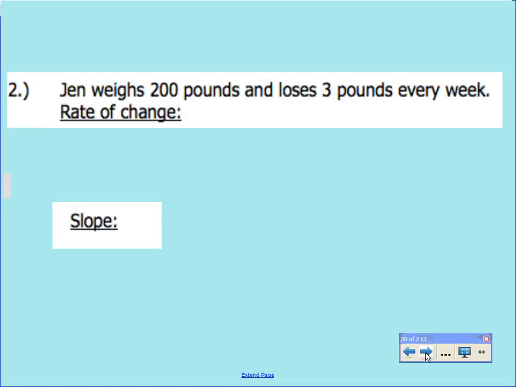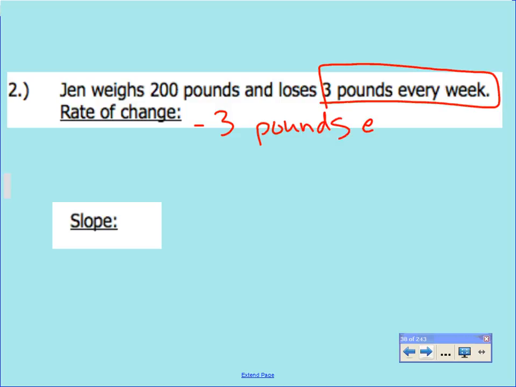Number 2, Jen weighs 200 pounds and loses 3 pounds every week. Someone that hasn't answered in a while or hasn't answered yet. What is the rate of change? Katron. Awesome. Loses 3 pounds every week. I'm going to put negative 3 pounds every week. Now, you could put loses instead of the negative if you want, but I'm going to keep the negative in front just to make it easier for our slope. The rate of change, what is changing? She is losing 3 pounds every week.